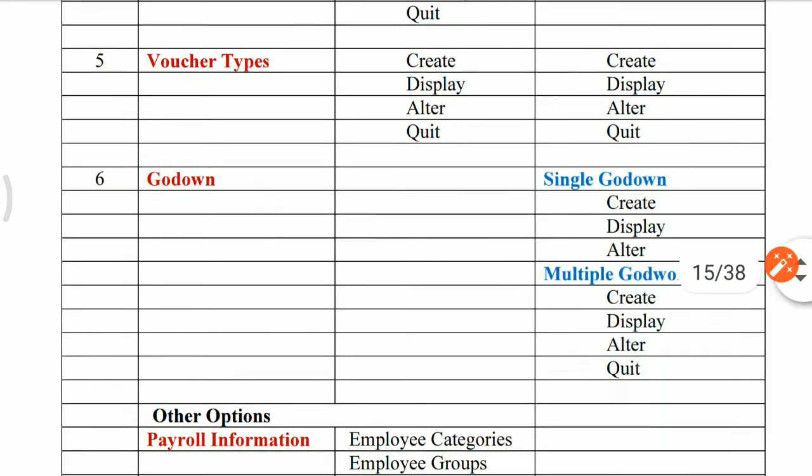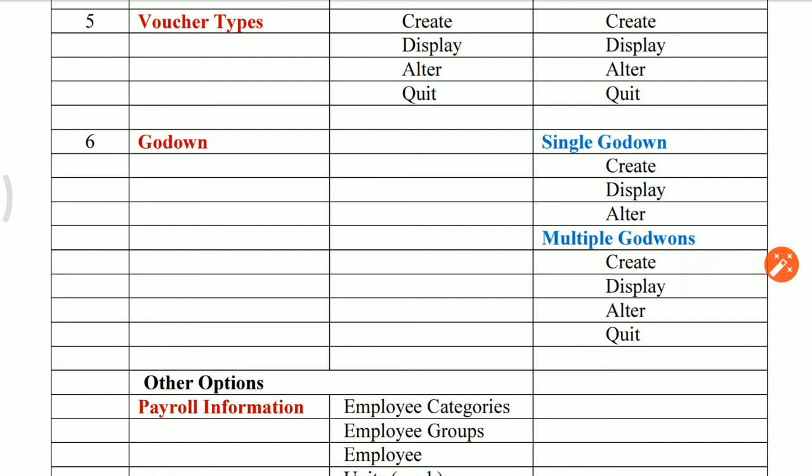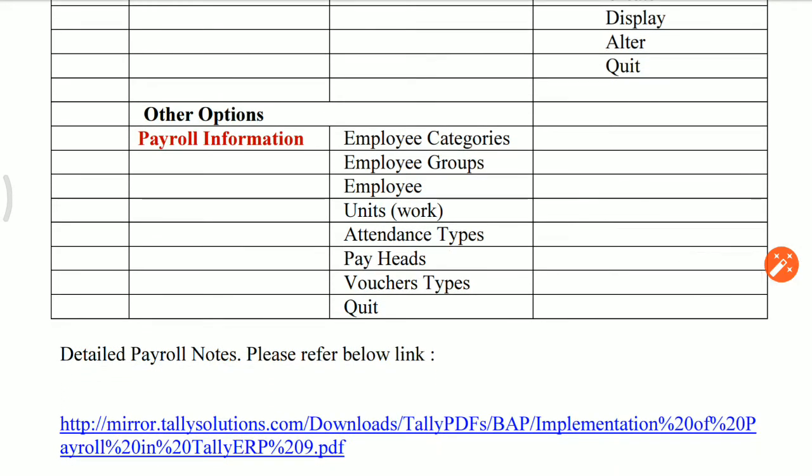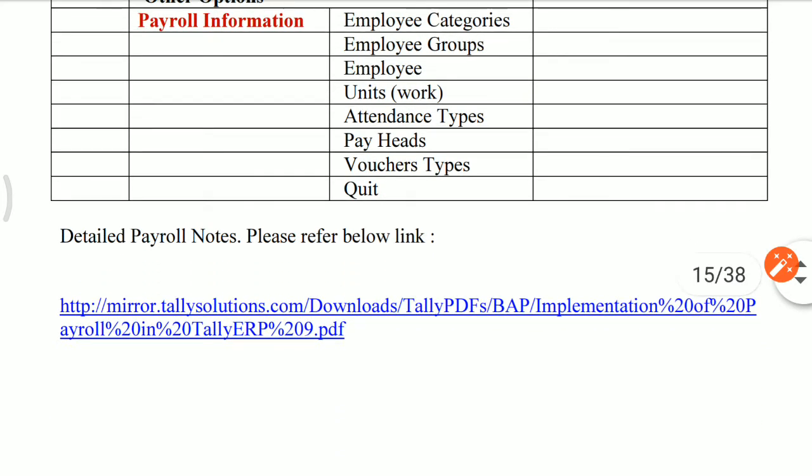Godown is an additional setup in the inventory model, when you want to create a single godown or multiple godowns. And also additional options are available. Other option is payroll. Friends, you can do payroll setup in Tally. If you want to do payroll setup in Tally, then please read the below detailed notes. At that time you can understand the whole process.